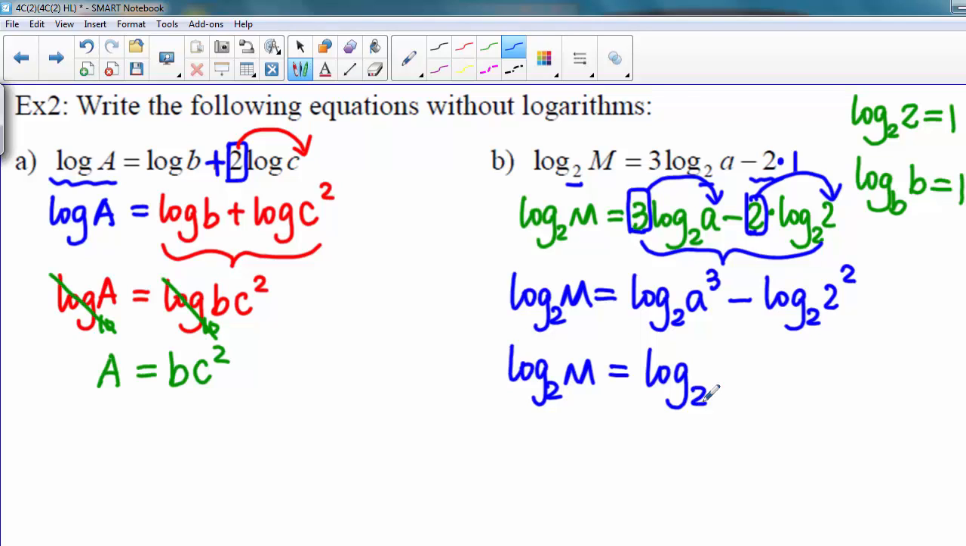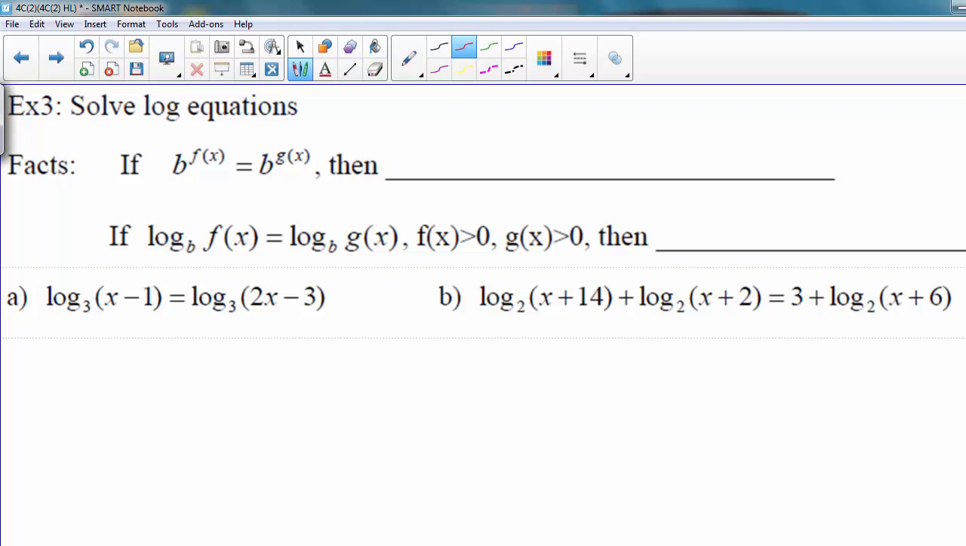Then I can use the quotient law to combine these two logs in the subtraction. So I keep one log, divide the arguments. So it's a cubed divided by 4. So right now I have one log on the left side and one log on the right side. And both of these two logs have the same base. I can ignore the log symbol as well as its base. So I will get m equals a cubed over 4. This knowledge is also the fundamental principle for us to solve log equations.